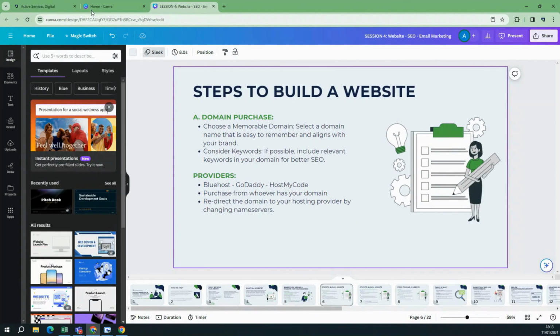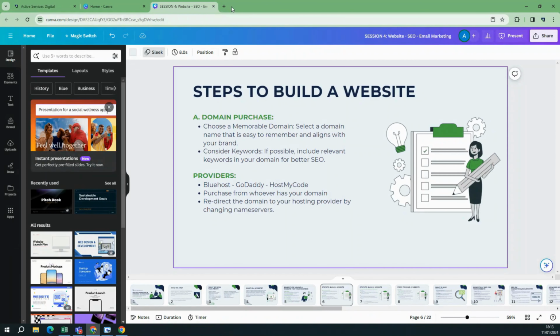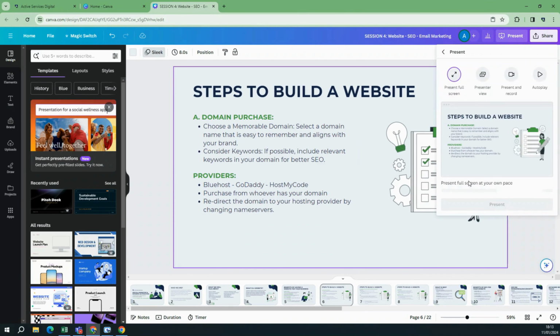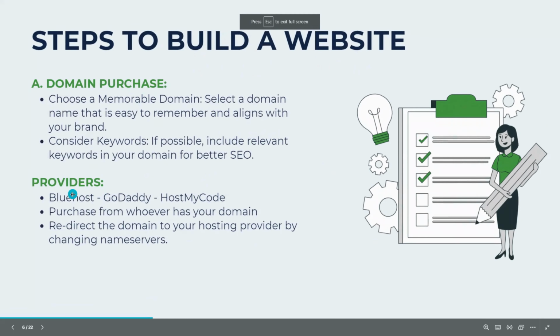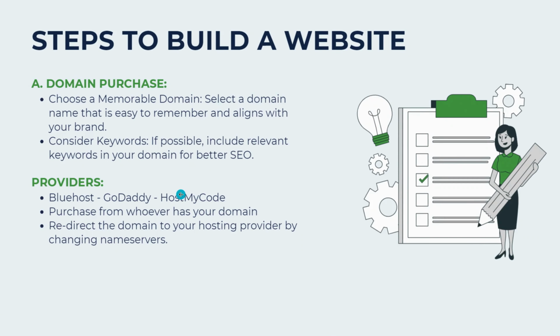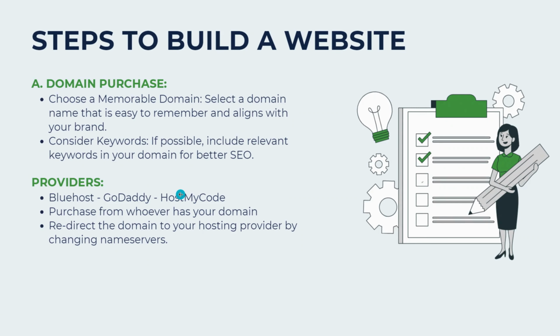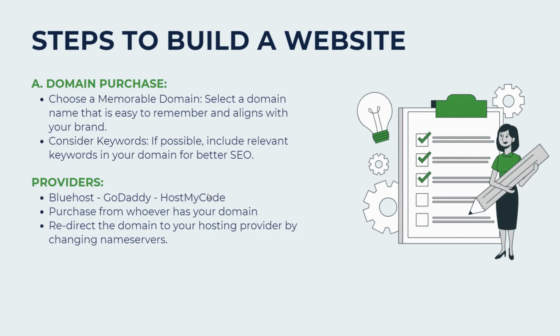So for your business, you need to make sure that you purchase one like this. And to purchase a domain, there are many platforms that you can use. So I've written it here. Some platforms that you can use to purchase a domain. The most common ones are Bluehost, GoDaddy, and HostMyCode. HostMyCode is the one that I personally use. Their prices are very good. Their website loading speed is also very fast. They're much faster than the bigger companies somehow, and the prices are much better as well.